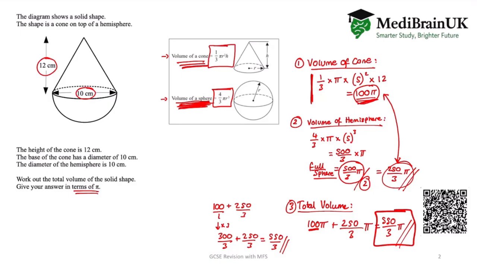You can convert if you want. 550 over 3 can give you 183.3333 reoccurring. You can leave it like that and pi at the end. But because that's a reoccurring decimal, I just left it as 550 over 3 as a fraction, just so I don't have to write a reoccurring decimal.